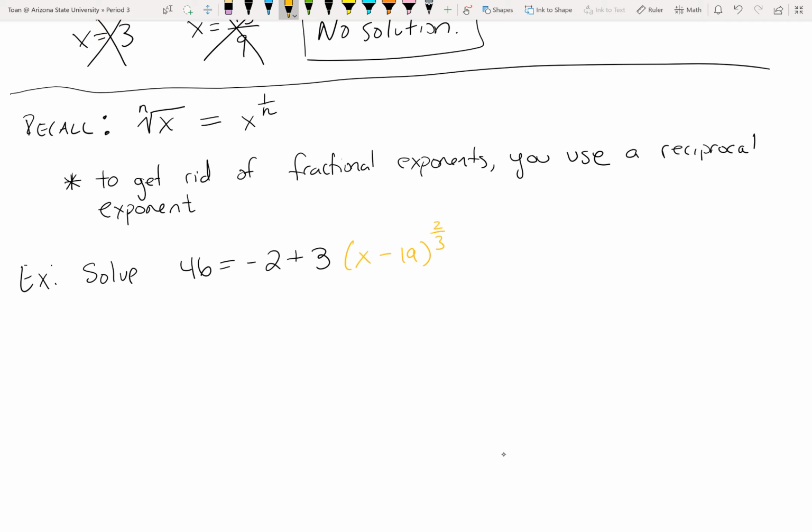When you highlight the radical part, I hope it's easy to see that our goal is to get rid of that negative 2 and to get rid of that 3. So to get rid of the negative 2, we're going to add 2 to both sides. 48 equals 3 parentheses x minus 19 to the 2/3 power. And then to get rid of that 3, we're going to divide it out. So 48 divided by 3 is 16.